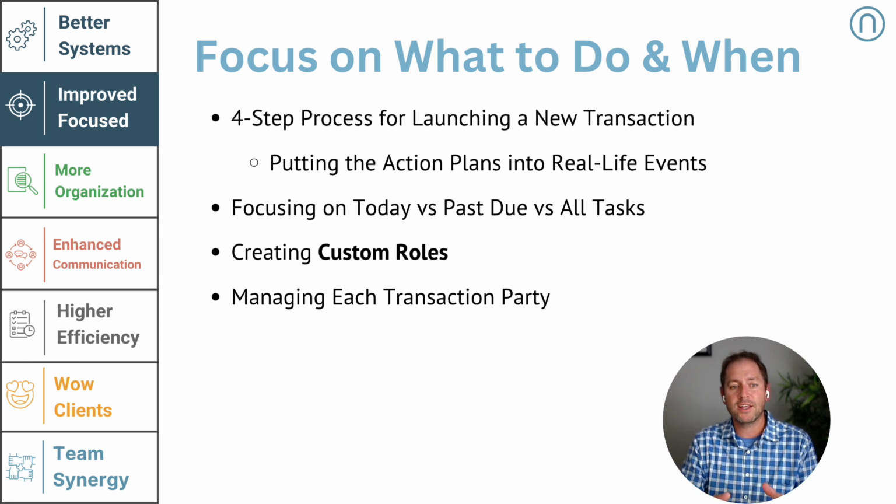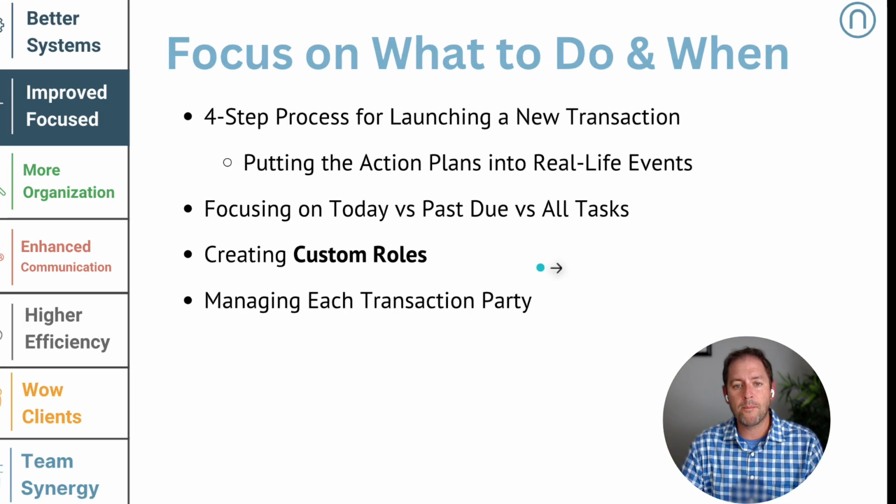So what we're going to look at is our four-step process for taking our action plans and putting it into an actual linear calendar that tells you what to do and when to do it. We're going to look at how we focus on today's tasks versus past due versus all tasks. And then we're going to look at how we can manage transaction parties and create custom rules for your team.